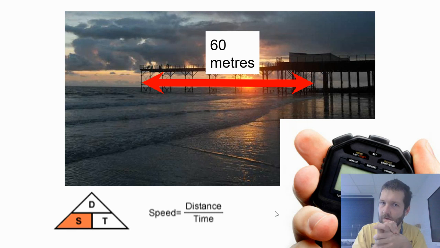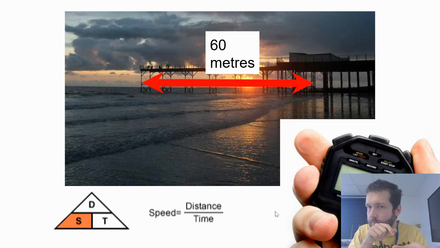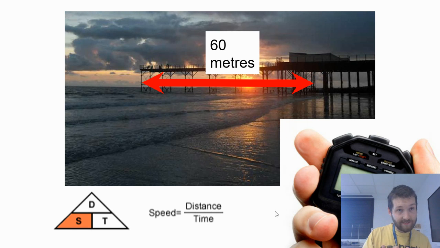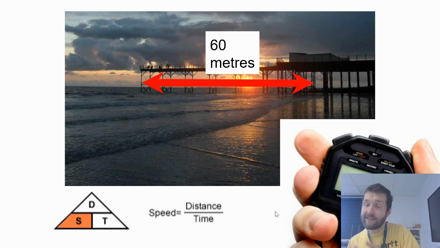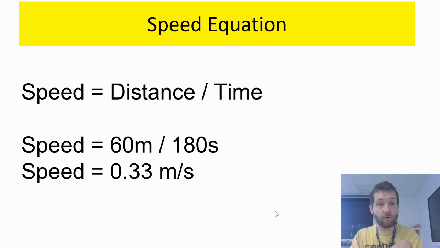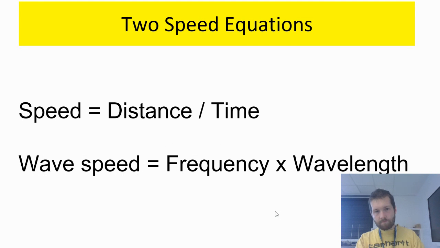But 3 minutes isn't good enough. What do we need to remember to do? We need to remember to change those 3 minutes into seconds. Okay, so 60 seconds in a minute, 180 seconds in 3 minutes. And we can put those into our equation, right? 60 meters along the pier, 180 seconds. That wave has a speed of about 0.33 meters per second.